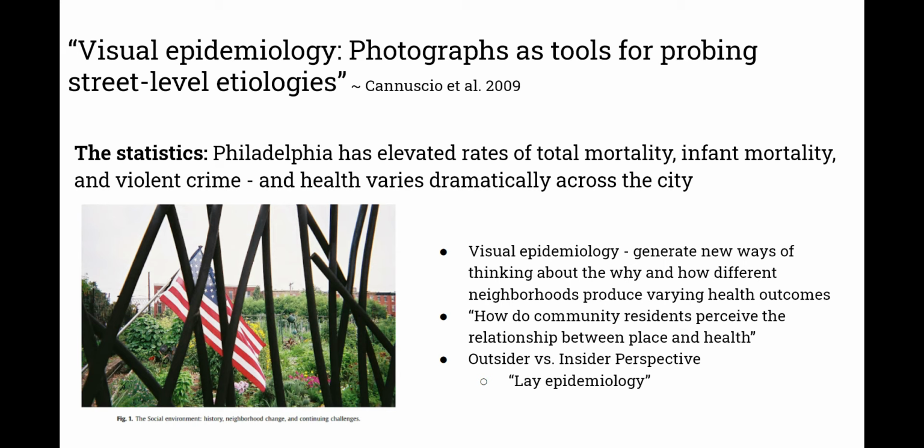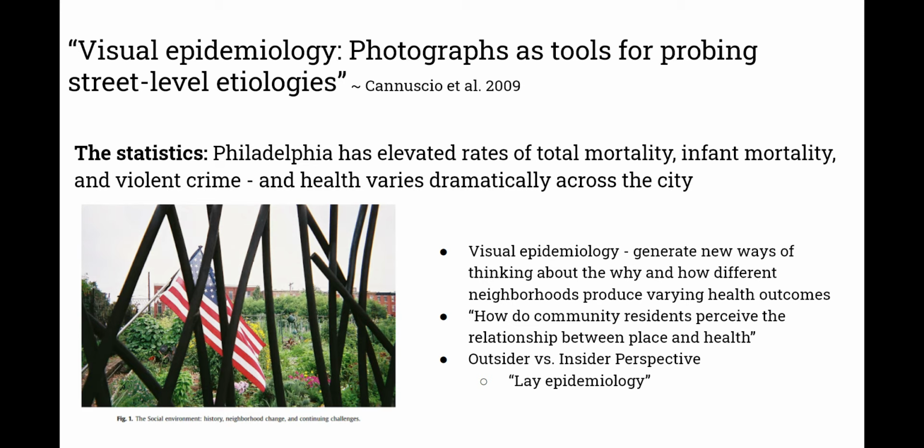Just a quick example of another common artistic medium that can be used in visual epidemiology is the use of photography. Okay. This photo represents a visual epidemiology portrayal of a health problem, and that is social determinants of health in urban environments in the United States that typically tend to have elevated rates of total mortality, infant mortality, and violent crime. So in Philadelphia, this is an urbanized environment with high population density.